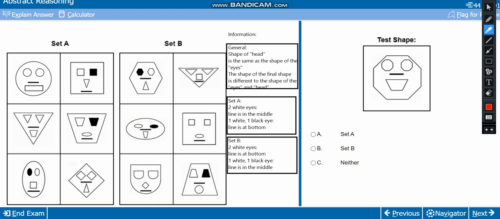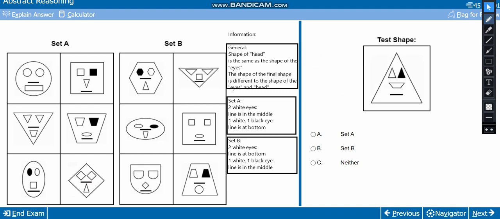Within the first test shape, we see we have an octagonal head, and along it, two octagonal eyes, and that passes our first rule in the general section. And then we can also see that the final shape is a different shape. It's not an octagon, it's a rhombus relative to the other shapes, so that passes the second part of our general requirements. Next, we can see that we have two white eyes, and the line is in the middle. Now, following the rules of set A, we can see that the answer must be set A, as these rules match up.